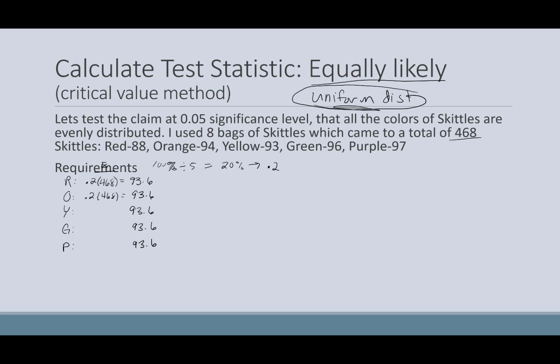Now, to check my requirement, it says that my expected frequency needs to be at least 5 for every category. Well, we have definitely satisfied that because 93.6 is larger than 5 for each category.